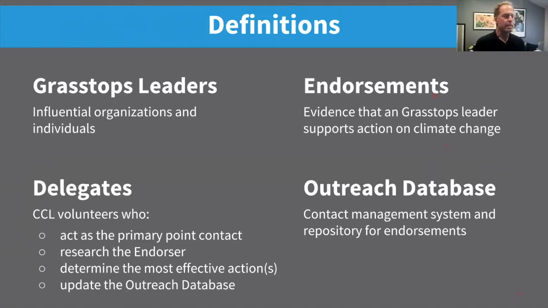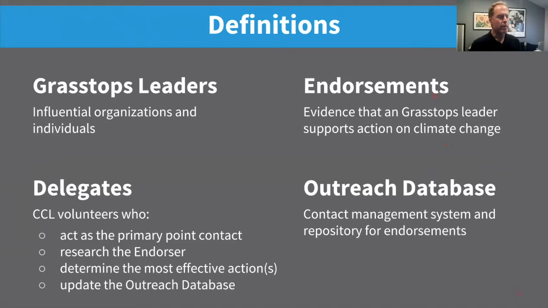A delegate is a CCL volunteer who has adopted a Grasstops leader. The CCL volunteer may not know the Grasstops leader, but the delegate might say, I'm gonna go get an endorsement from the CEO of Nabisco. And then that volunteer becomes the delegate to the CEO of Nabisco. That volunteer acts as the primary point of contact. The volunteer researches the endorser, determines the most effective action to secure that endorsement, and keeps the outreach database up to date. The outreach database is a contact management system and a repository for the endorsements that are secured.